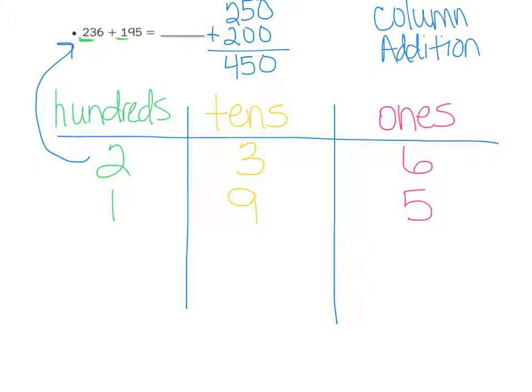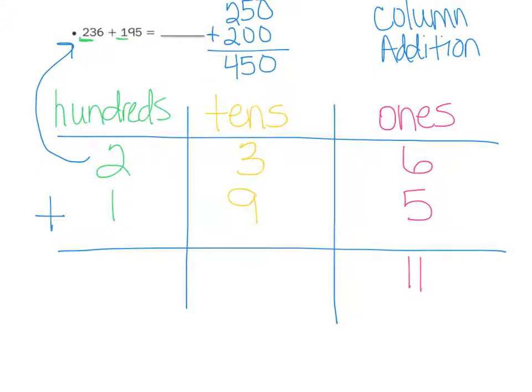Okay, but I'm not done yet because now I need to add. So I'm going to go ahead and draw my line here with my plus sign. Okay, this is going to look a little different than what you're used to, because what I'm going to do first, I'm going to add my 1s. So I have 6 plus 5. What is 6 plus 5? 11. So I am just going to write 11 right there. And you might be thinking, whoa, Mrs. Tandy, that does not make sense. Wait just a minute, and I'm going to show you how this method works.